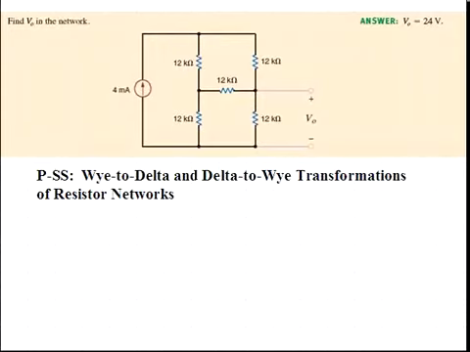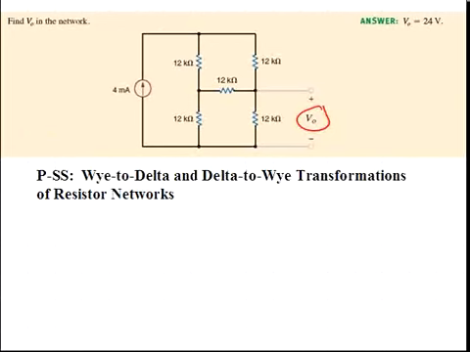This is Learning Assessment Problem 2.25. The goal of this problem is to calculate the value of the voltage V sub O appearing across a 12K resistor. In the next chapter, you will learn techniques for solving this problem more directly, but at the moment, the tools that we have available are Ohm's law, the two Kirchhoff's laws, current division, and voltage division.